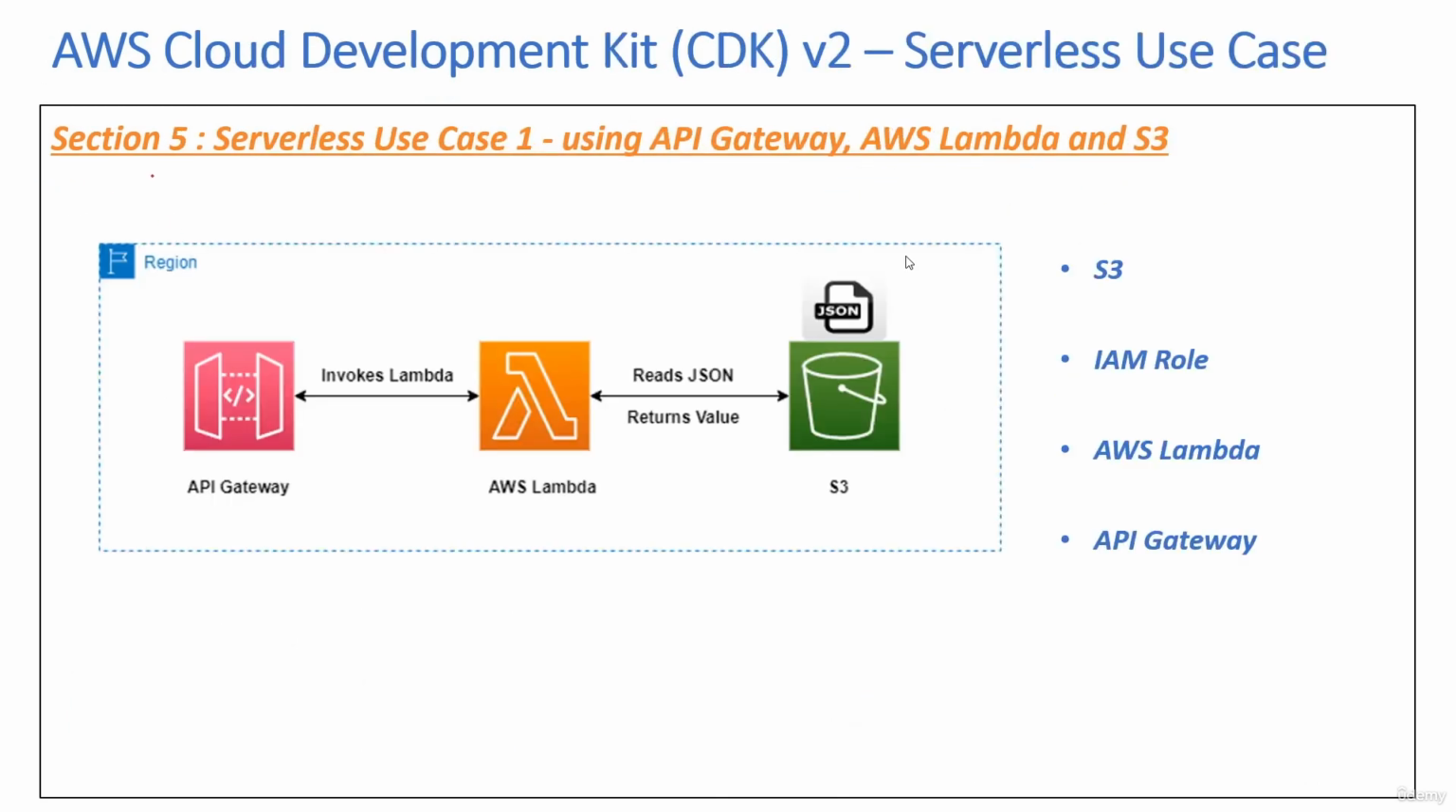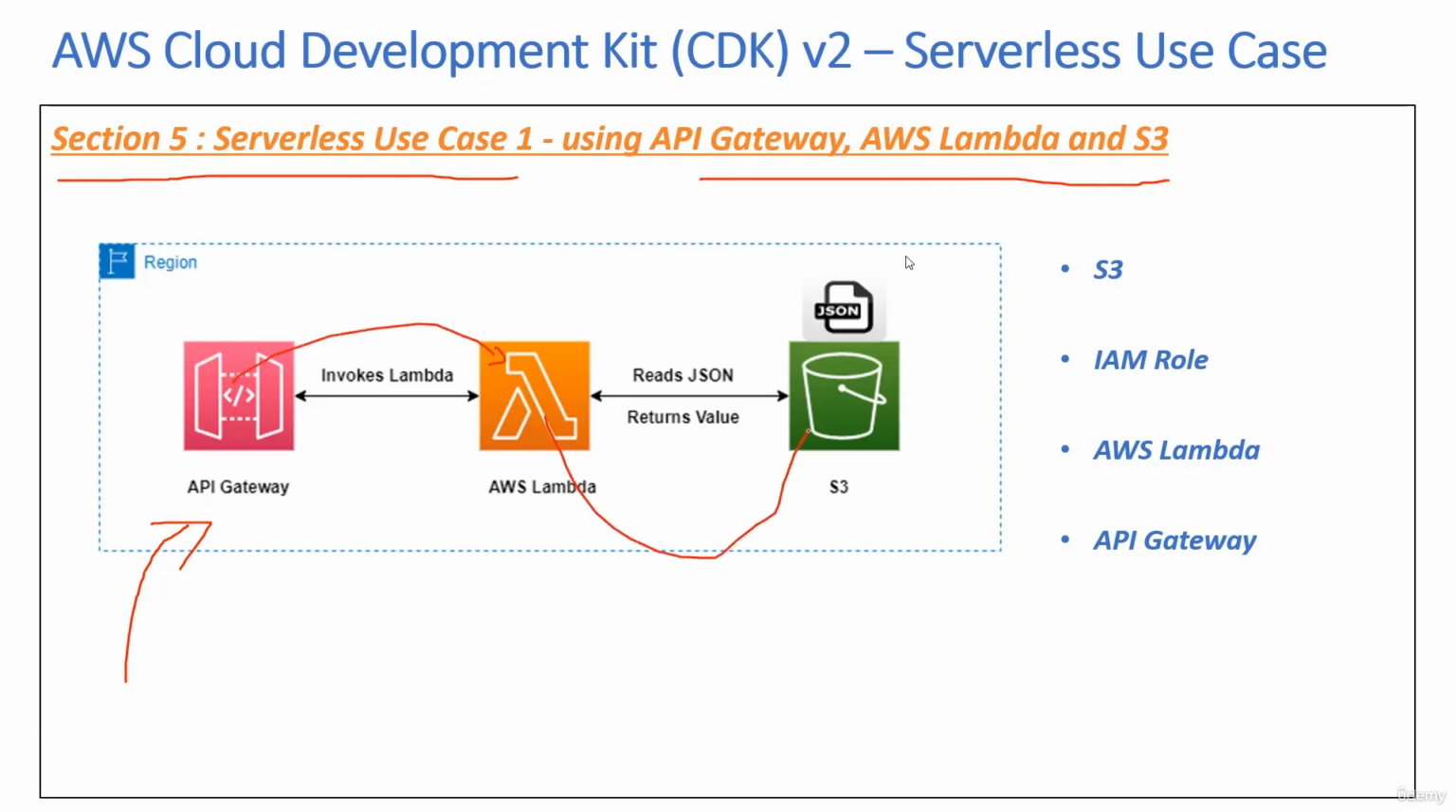In section 5, we're going to look at a common banking serverless use case using API Gateway, AWS Lambda, and S3, where the user is going to invoke the API, which will trigger the Lambda function, and this Lambda function is going to read the data from this JSON object on S3 bucket and return the value to the end user. So we're going to create this entire use case using AWS CDK and then run it.